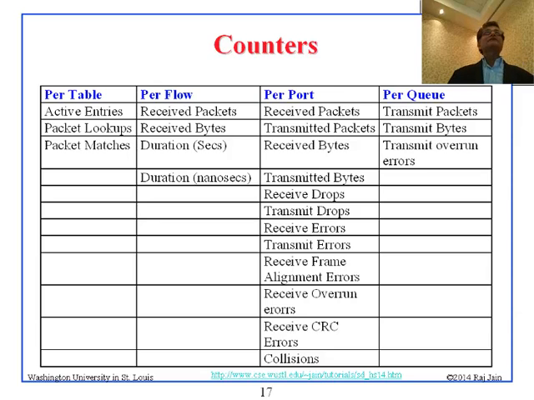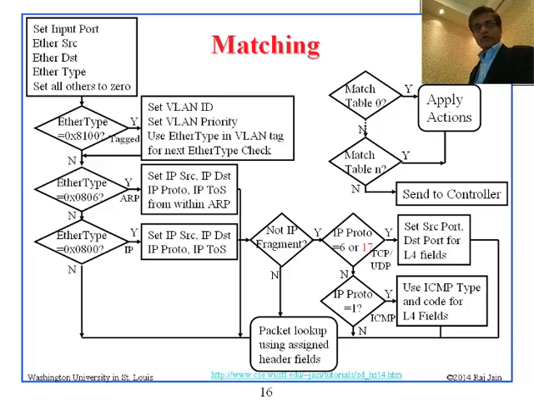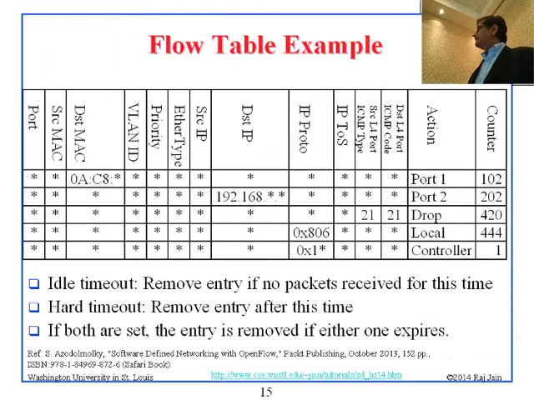Okay? Counters. Counters could be per table, meaning the whole table. Per whole table, you find out how many entries are active, how many packets have been looked up, how many packets have matched. There could be per flow. What is a flow? A flow is each row. So anything that matches this is one flow. Anything that matches this is the second flow. Anything that matches the third is this flow. So every flow is one row.